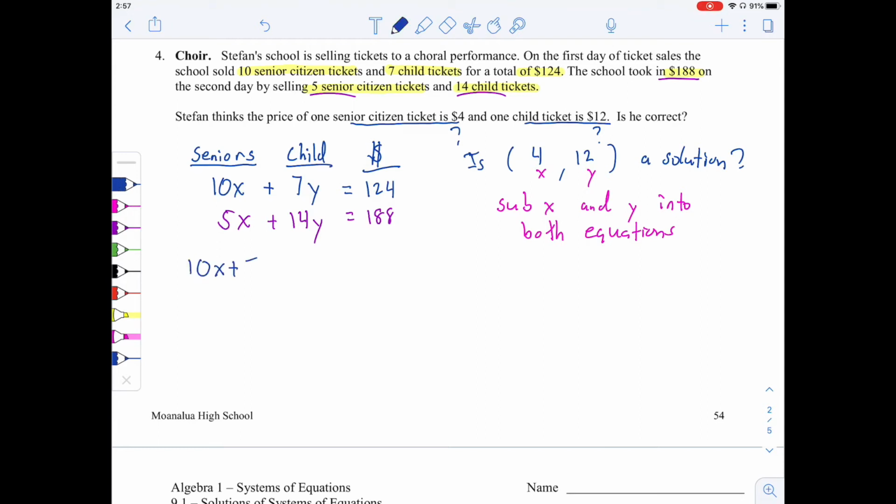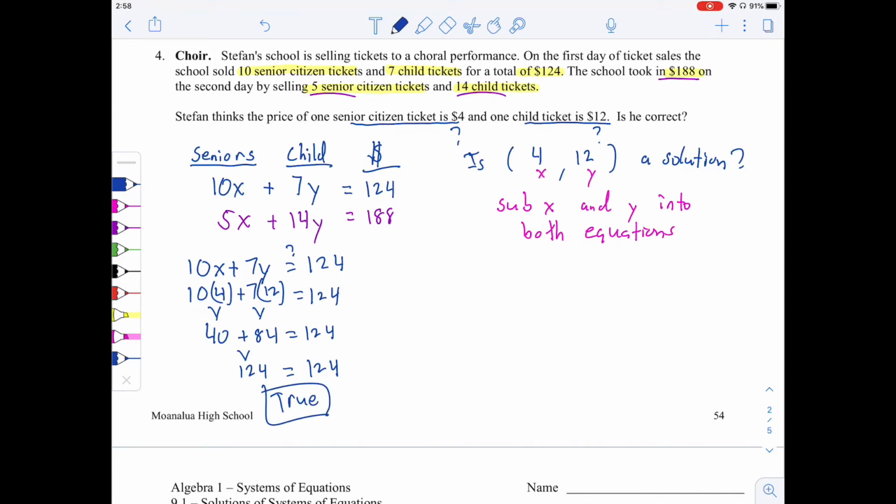So first one, 10x plus 7y, does that equal 124? Let's put that in there. 10, our x is 4, plus 7, our y is 12. We're going to see what comes out. So that's 40 plus 7 times 12, 84. Add those together, that is 124. That is correct. So the first one's true.